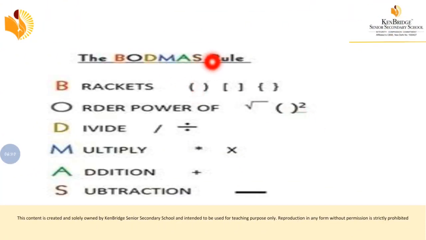In BODMAS we have these letters, right? B denotes brackets, O denotes order, power of, which means roots, square values, like that. D denotes division, M denotes multiplication, A denotes addition, and S denotes subtraction. In this order you have to calculate or simplify the given question.